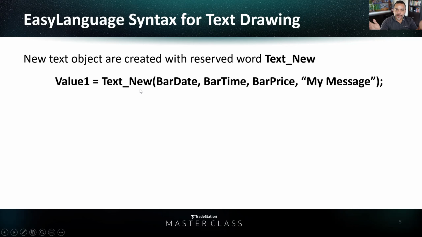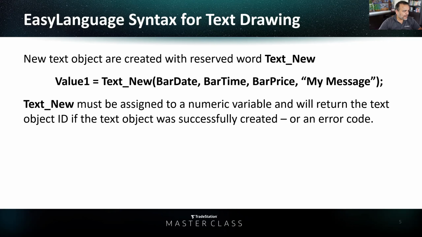The 4 items are going to be inside parentheses. We start with a bar date, bar time, bar price. Doesn't necessarily have to say bar price. It'll be a number. But then you have to put into quotations what you want the text to say. It must be assigned to a numeric variable, and will return the text object ID if the text object was successfully created, or an error code.